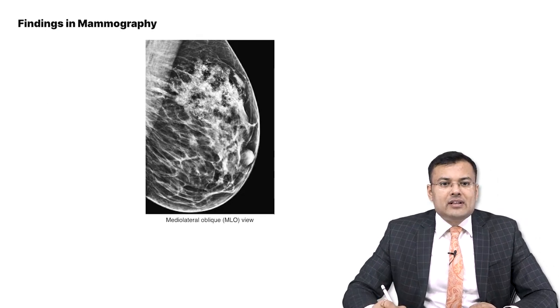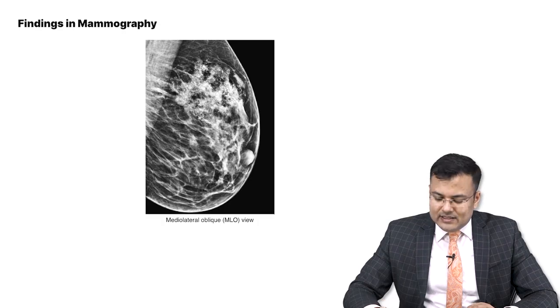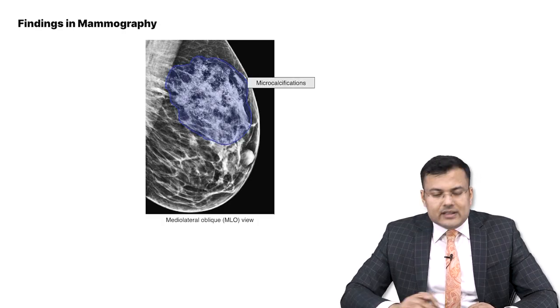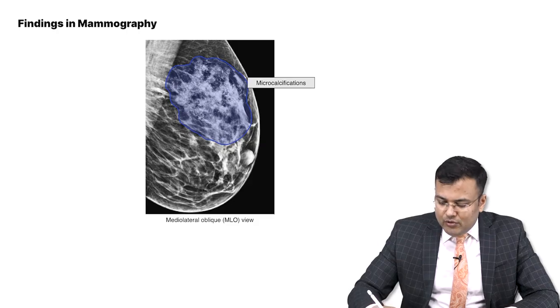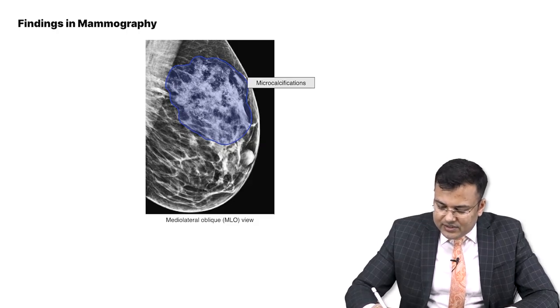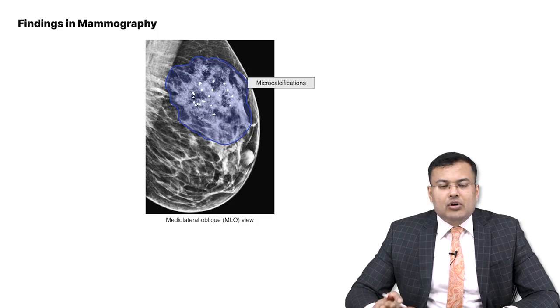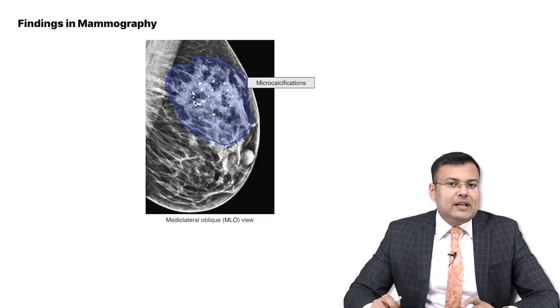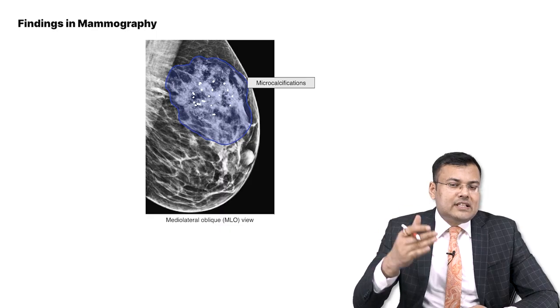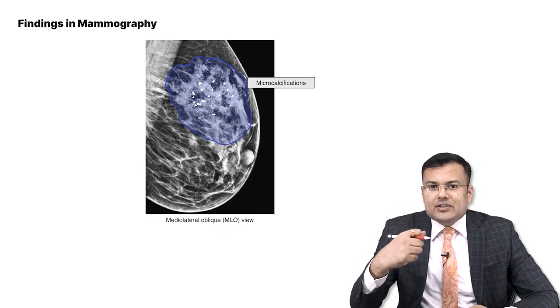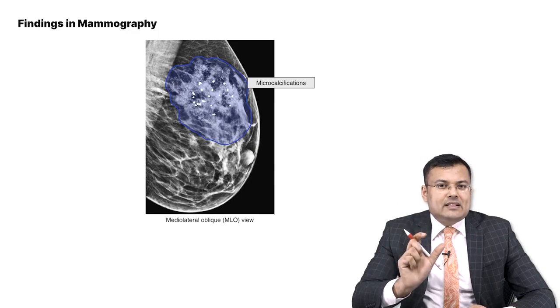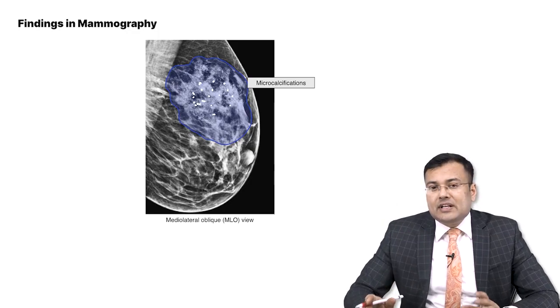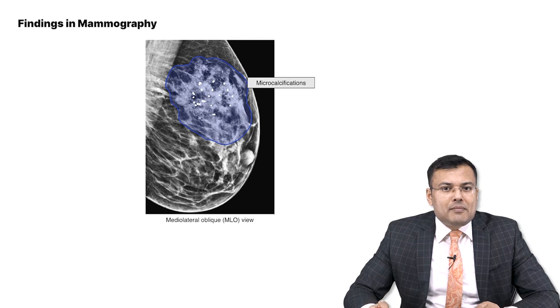Now here you can notice this is mammography of DCIS. In this case, this is the mediolateral oblique view, and you can notice that these are microcalcifications. Got it? So on the mammography, we are going to find microcalcification. So the most sensitive investigation for microcalcification is mammography. And if it is said most sensitive investigation for DCIS, then you are going to mark MRI.